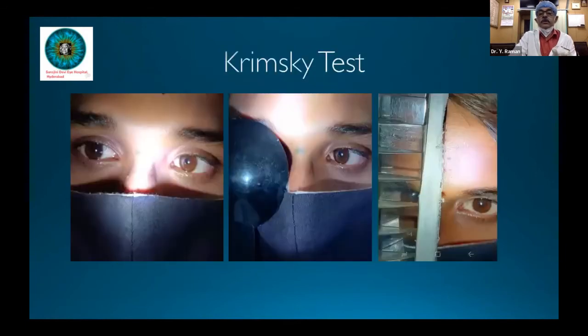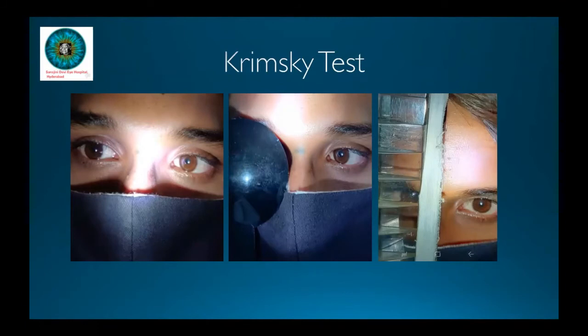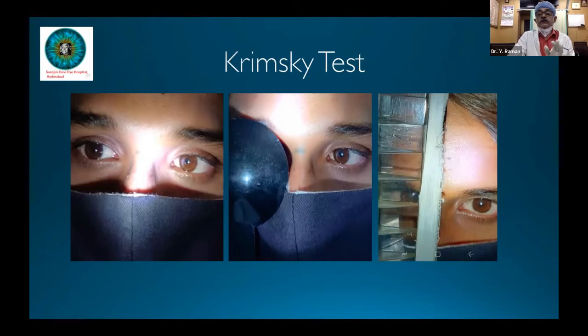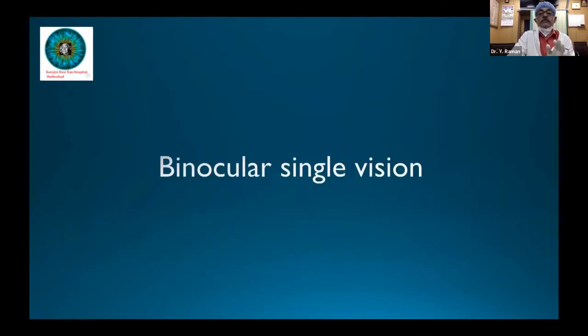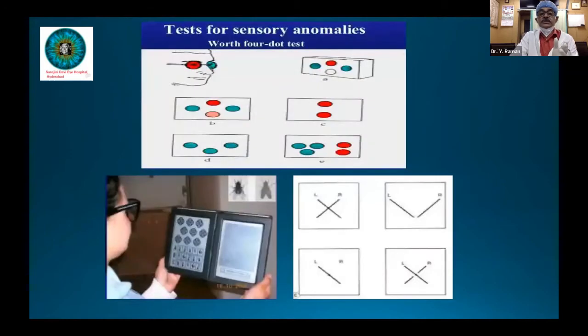And this is one more important test, which is Krimsky's test, wherein you see there is a left esotropia, and when you cover the right eye, the left eye is not taking a fixation. And when you put a vertical prism bar in front of the right eye, the pupillary reflex in the left eye comes to the center, and this gives you the correct amount of deviation in the left eye. And binocular single vision can be assessed either by Worth's four dot test, or by the Bagolini test, and so on and so forth.